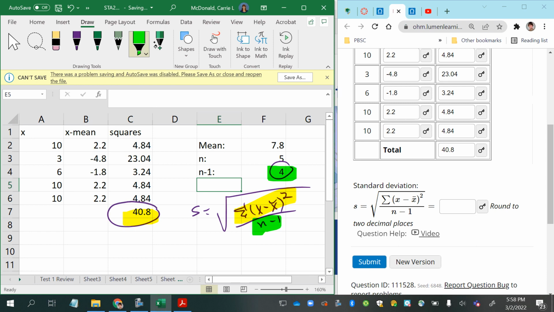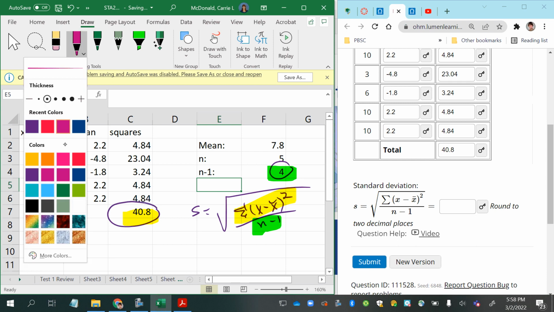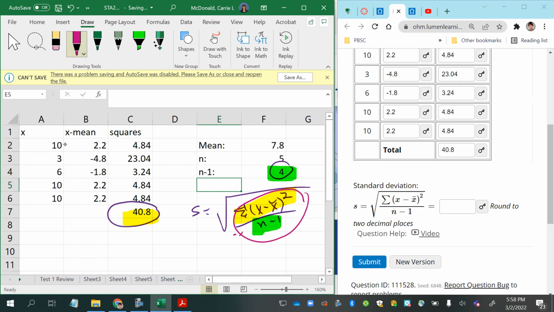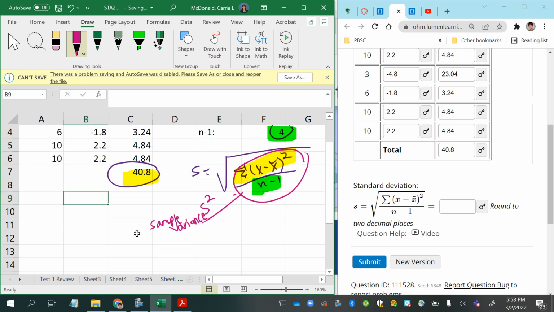And so actually also interesting, might as well mention this, this part under here is actually the sample variance. So before you take the square root, that's the sample variance s squared. And then when you take the square root, it's the sample standard deviation s without a square. So now we'll go ahead and complete this, get the answer.